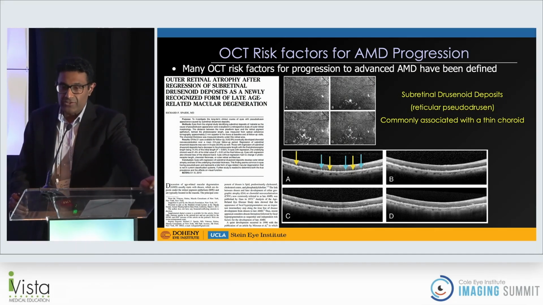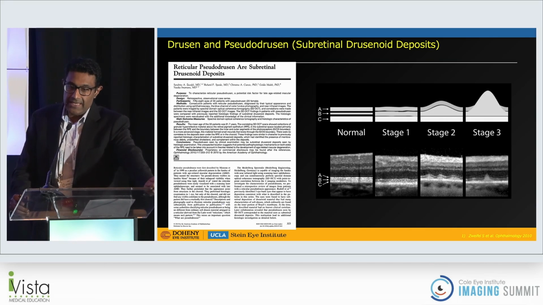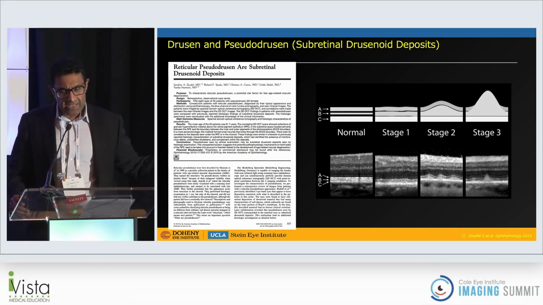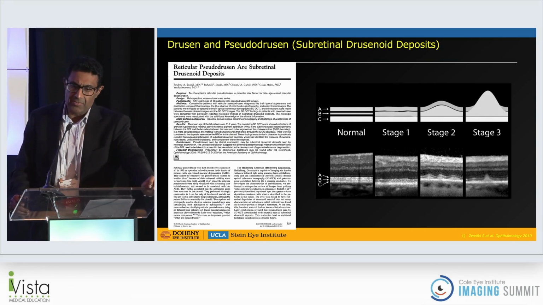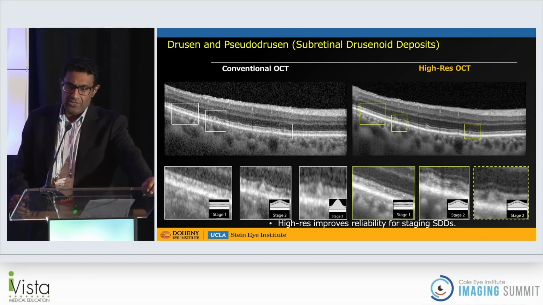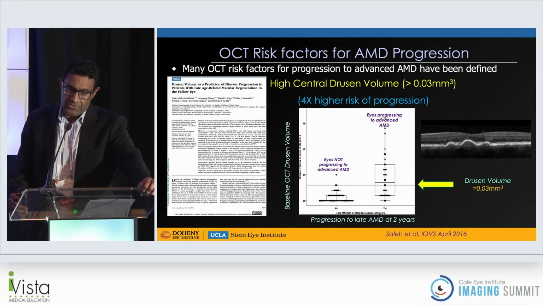Now, there are other risk factors, of course, that have been studied and identified, like subretinal drusenoid deposits. We don't really use this staging system anymore, but I wanted to put this up to say that very early stage lesions can be difficult to detect, especially if you don't have this kind of resolution. It's very difficult to detect the very early stage lesions that I'm highlighting in this comparison between high-res and conventional OCT.